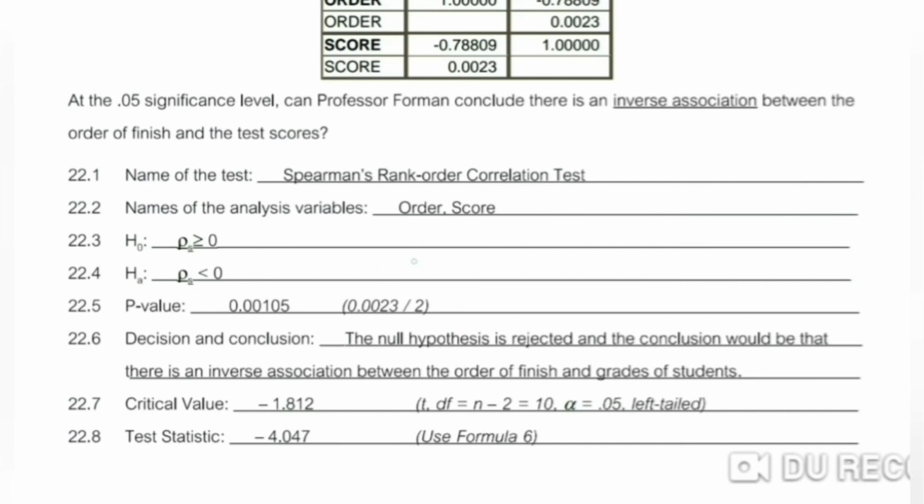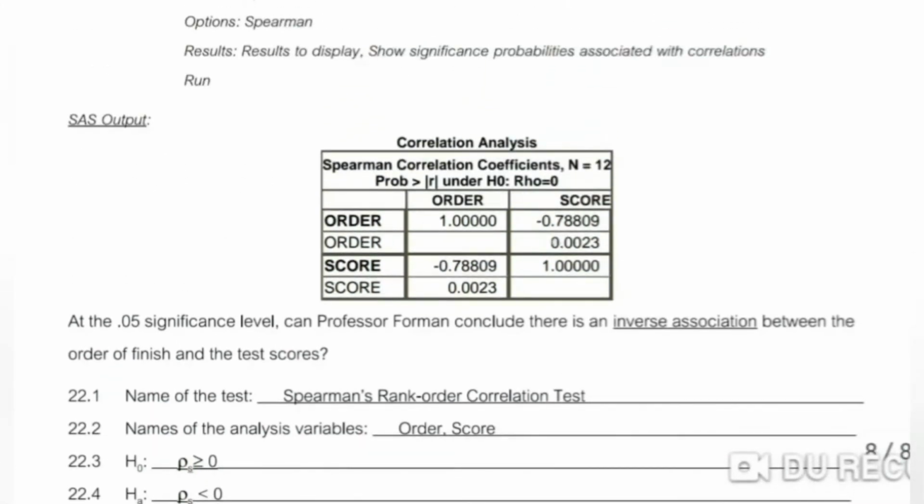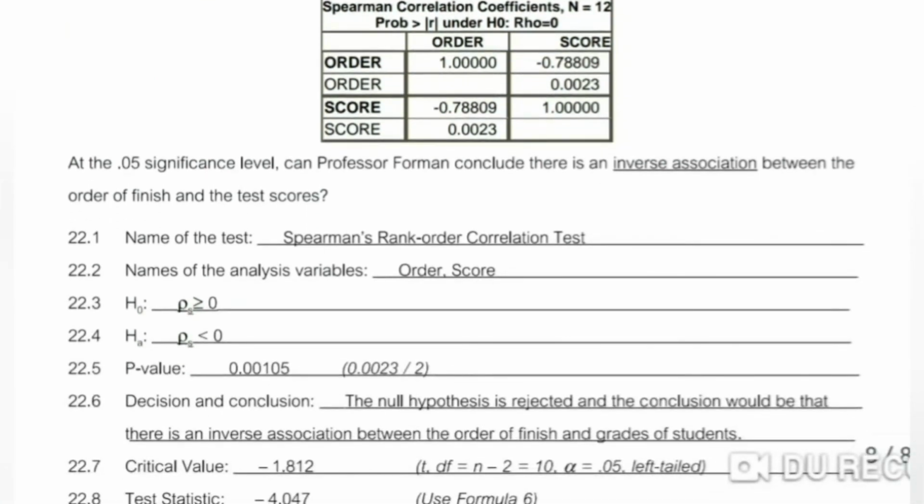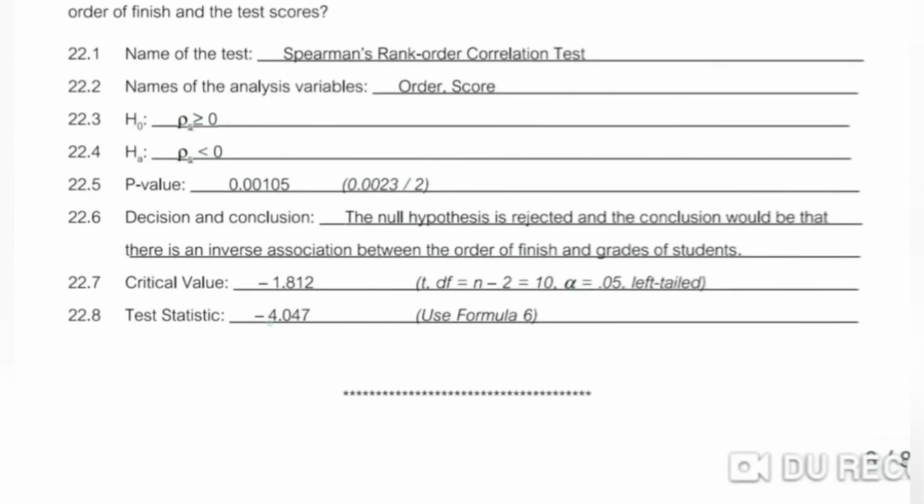Test statistic. You can use formula 6. Enter negative 0.78809 in place of R. You compute and you will see negative 4.047 if you round off to the third decimal.